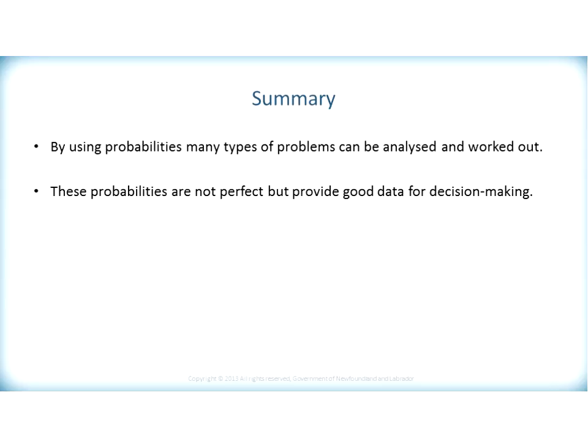So to summarize, by using probabilities, many types of problems can be analyzed and worked out. We looked at a couple of examples just now. These probabilities might not be perfect. They might not be giving us a perfect view of what's going on, but they do give us good data in terms of decision making. And you can see in the second problem that the paving company owner would not expect a whole lot of work to be done on Tuesday or Wednesday, so he'd probably plan around that for the rest of the week.